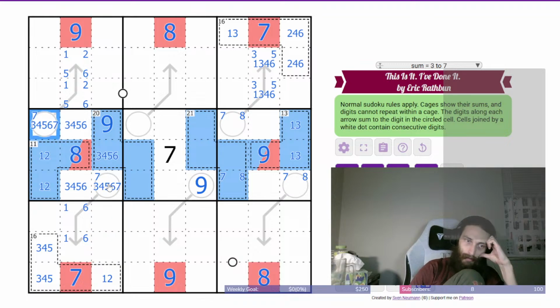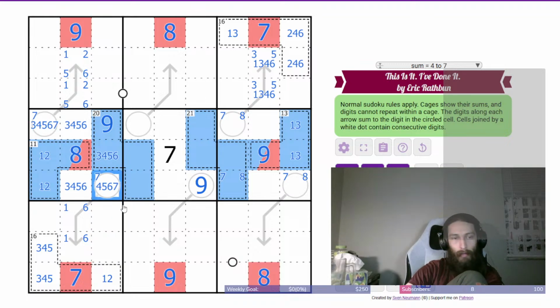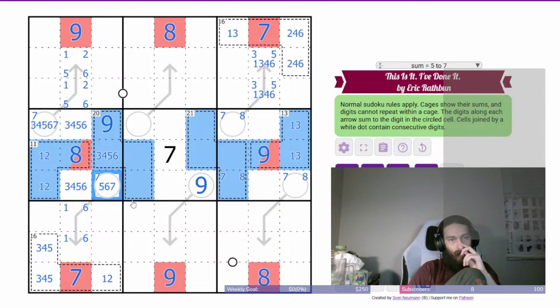I mean, I'm pretty sure. Well, this one can't be a 3, and it can't be a 4. So this is 5, 6, or 7. And so if this is a 7, this has to be 5 or 6. Yeah, but it couldn't be 5. Right.